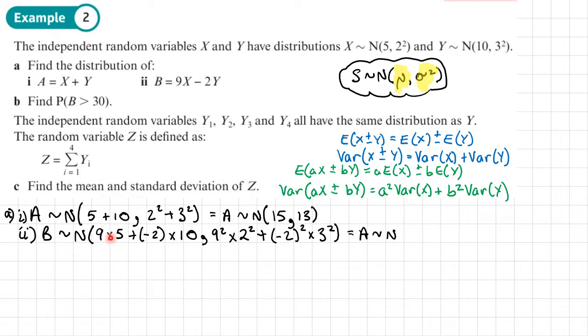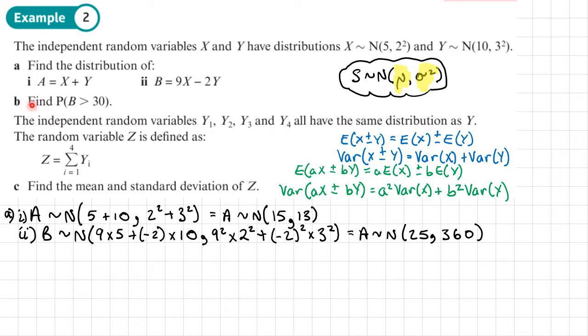So here we've got 9 times 5, which is 45, minus 20. So that's going to be a mean of 25. And then for the variance, we've got 9 squared, so we've got 81 times 4, plus, and then this is going to be 4 times 9. And that gives us a total of 360. So 360 is the variance. Square root of 360 would be the standard deviation.